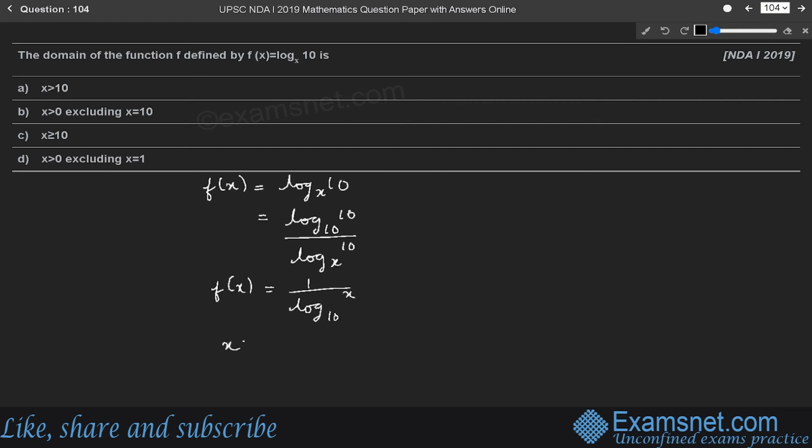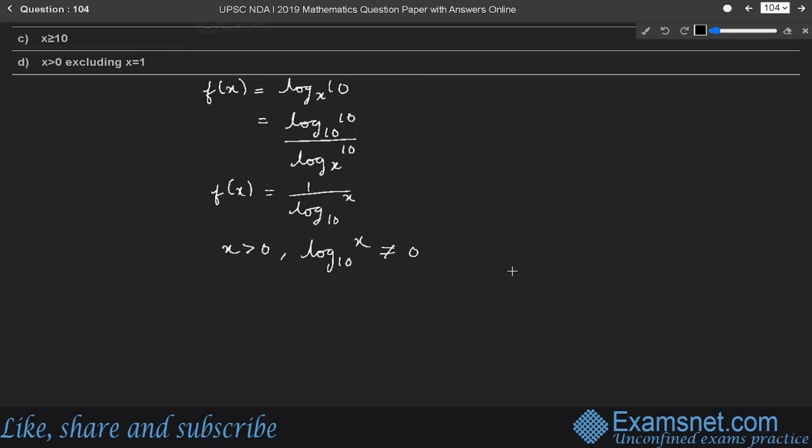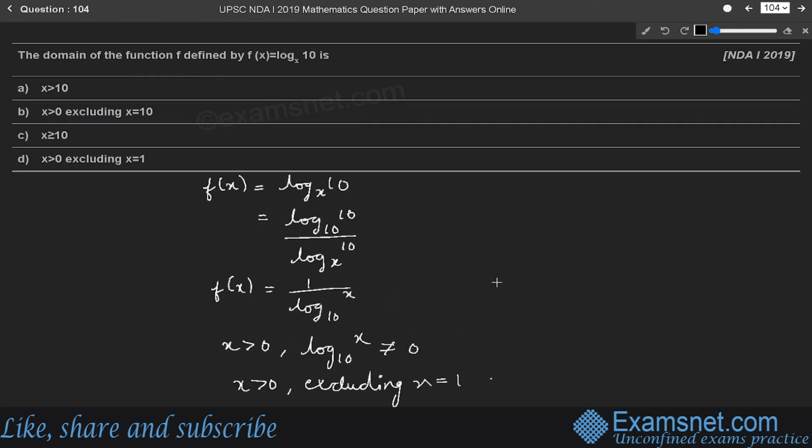So it is clear that x is greater than 0 and log base 10 x is not equal to 0, and x will be greater than 0 but excluding the part where x will be equal to 1. Therefore, the correct option here is option number D, which is x is greater than 0 and excluding x is equal to 1, because we know that x is greater than 0 is the correct situation here.